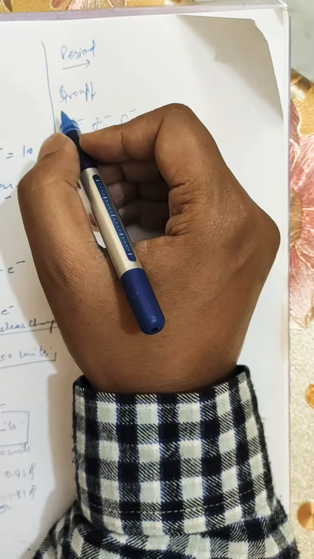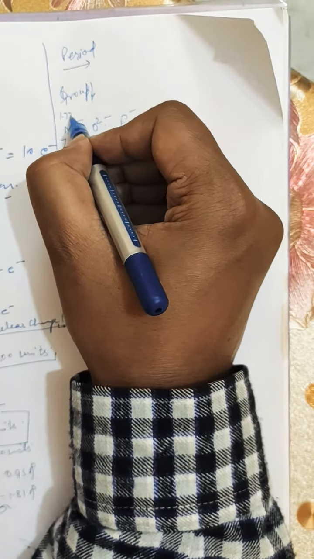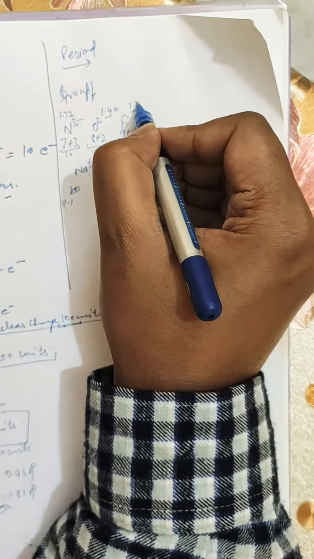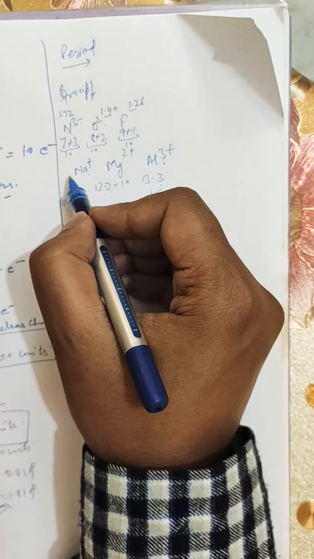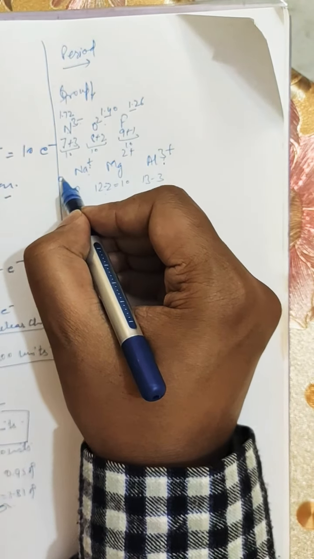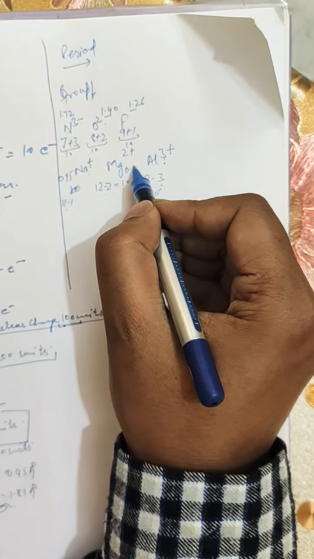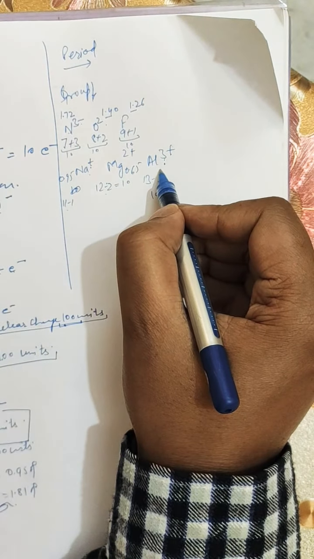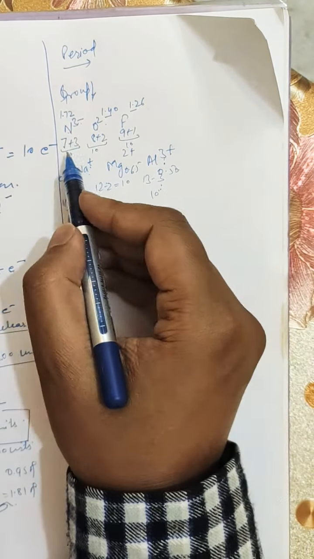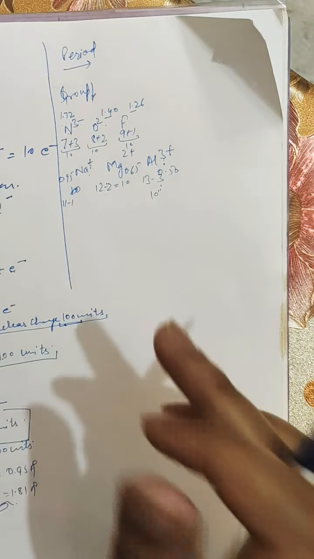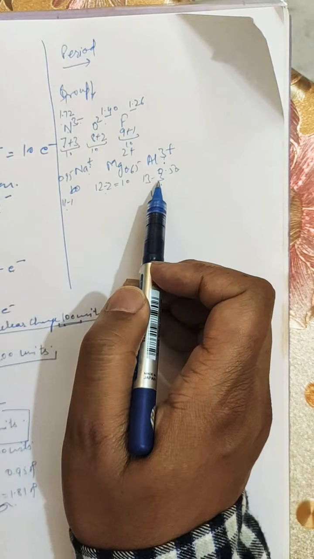So let me write here the sizes of these different isoelectronic species. Size of N3 negative is 1.72, O2 negative is 1.40, F negative is 1.26, Na positive is 0.95, Mg2 positive is 0.65 and Al3 positive is 0.50. So you can see here the size is continuously decreasing from N3 negative to Al3 positive.